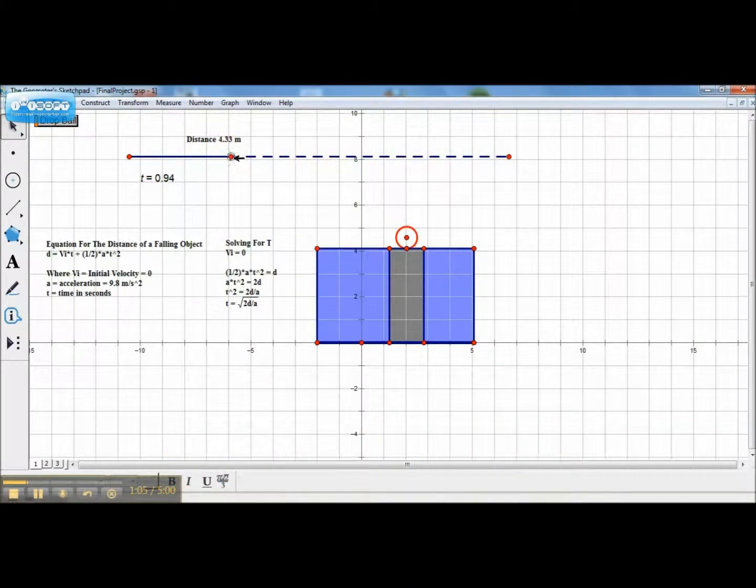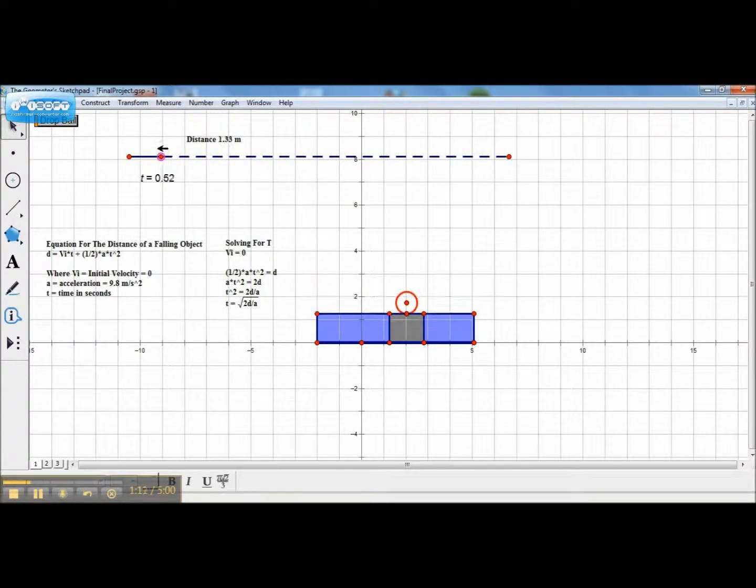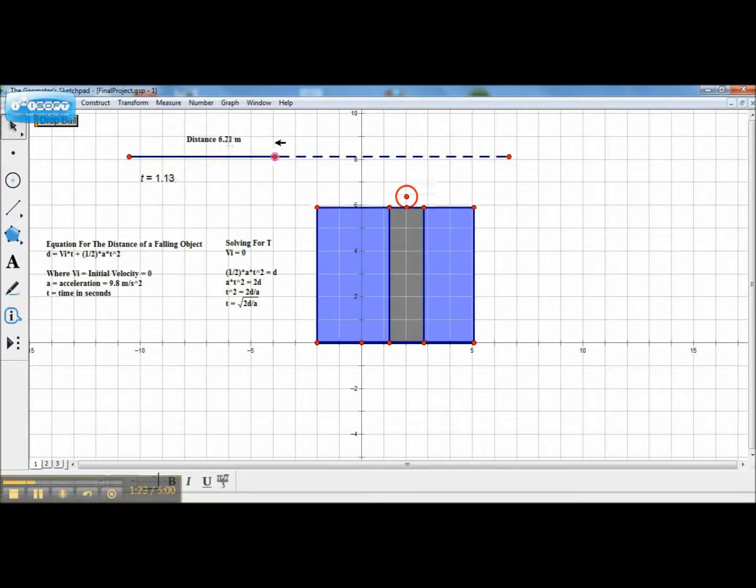And then we can say in our experiment, we dropped it about 1 meter. So we set this to about 1 meter, and you can see it'll take 0.45 seconds for a ball to drop 1 meter. We can change the distance.